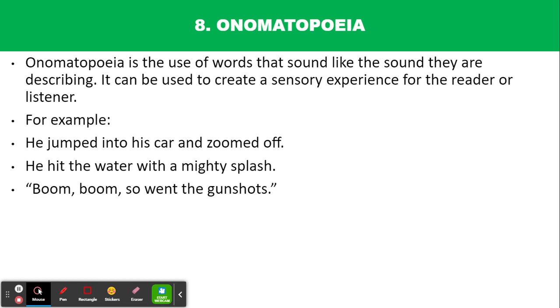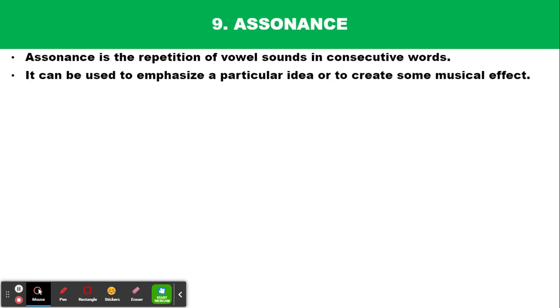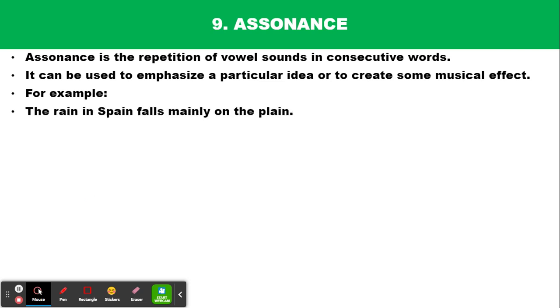Boom, boom, so went the gunshot. So these are all examples of onomatopoeia. Number 9, assonance. Assonance is the repetition of vowel sounds in consecutive words. It can be used to emphasize a particular idea or to create some musical effect. For example, the rain in Spain falls mainly on the plain.